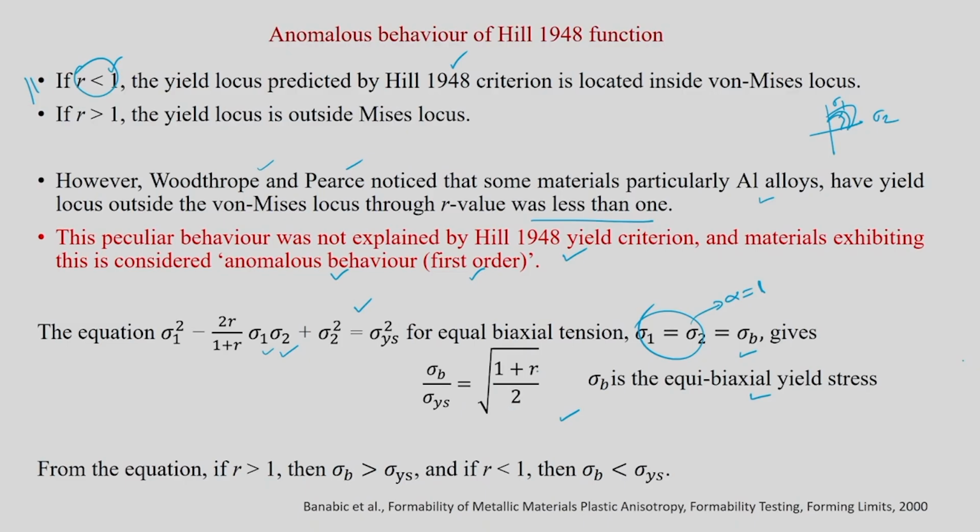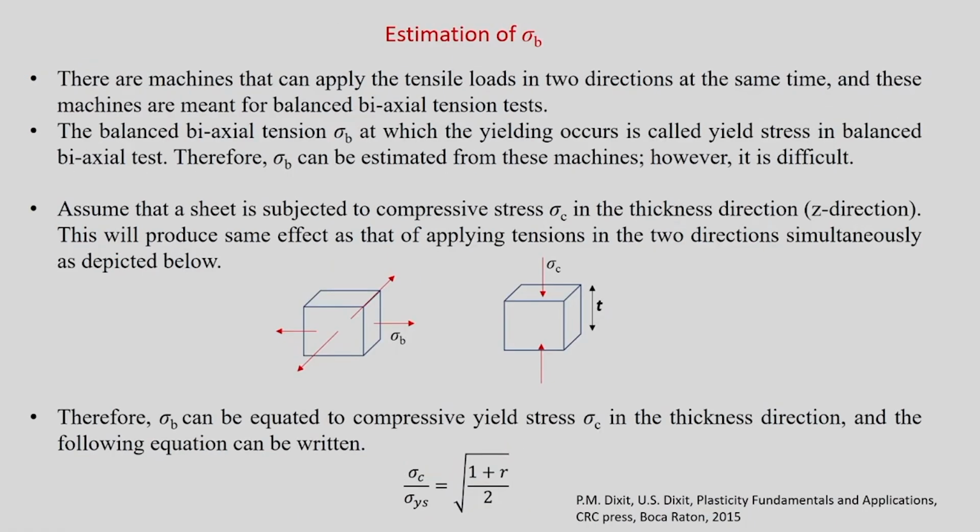So in this equation, if r is greater than 1, then sigma b would be greater than the yield strength. If r is less than 1, let us say 0.5, then 1.5 by 2 is 0.75, square root, then sigma b would be less than sigma ys. But if sigma b is less than the yield strength, this may not be satisfactory when we look into the particular cases defined by this anomalous behavior. So this is the first anomaly that they found.